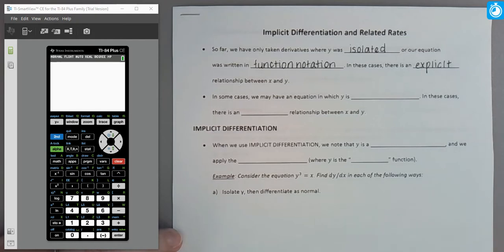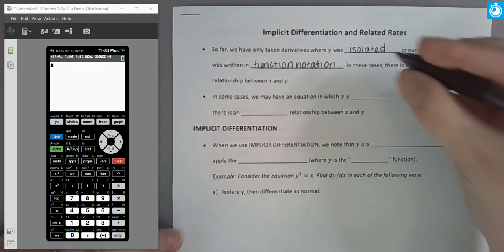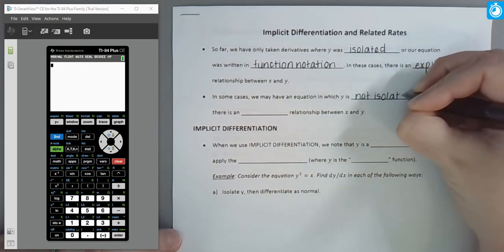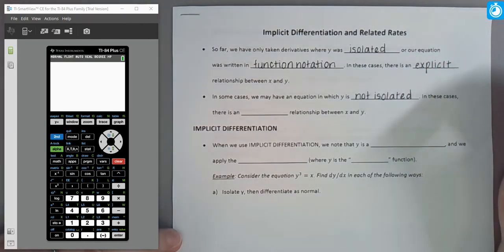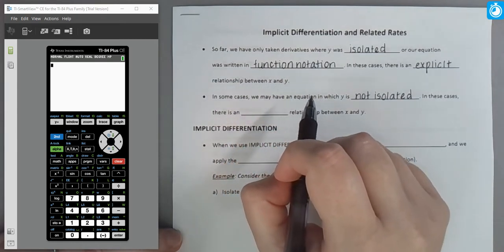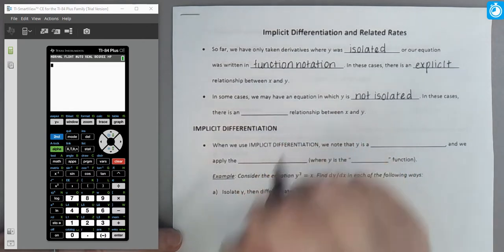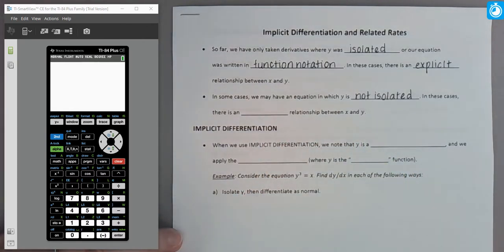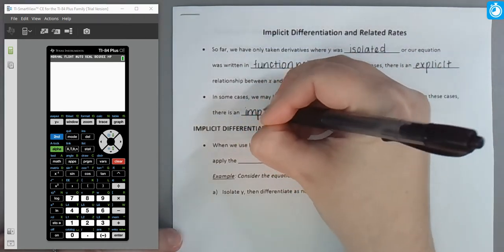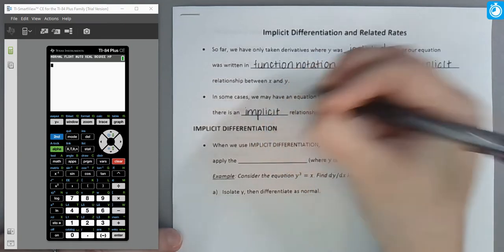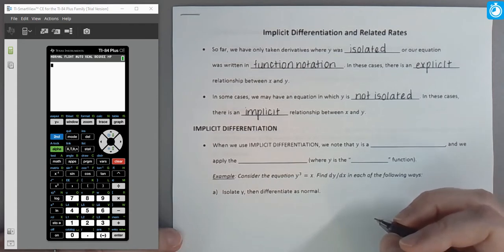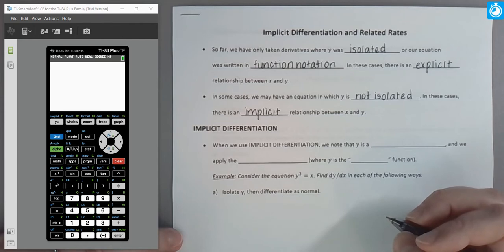Now, in some cases, we may have an equation where y is not isolated. So we have a relationship between inputs and outputs, but it's not defined as clearly as it may be if we have something in function notation, or if we have something where it's just y is equal to something involving x. So we have an equation that involves our two variables. There is a relationship between them, but we would say that there is an implicit relationship between them. In other words, we can't say just looking at our equation, this is what y is equal to in terms of x, because they're both in the middle of the equation.